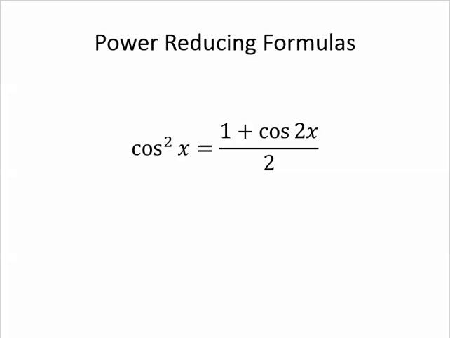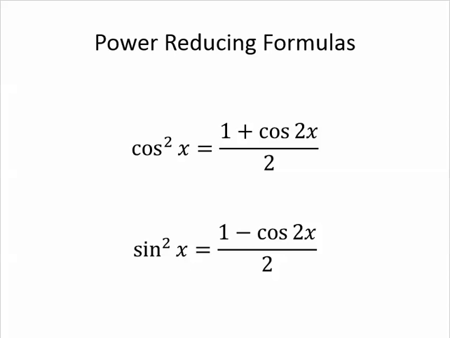All right, so we're going to start off with a very useful formula called a power reducing formula. It's also called the double angle formula, and it's used for cosine squared. We have another one for sine squared.